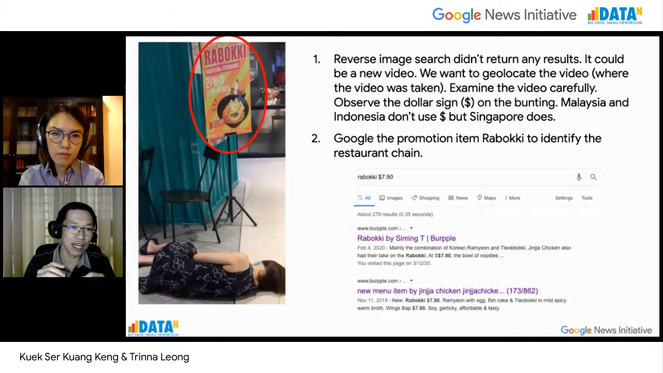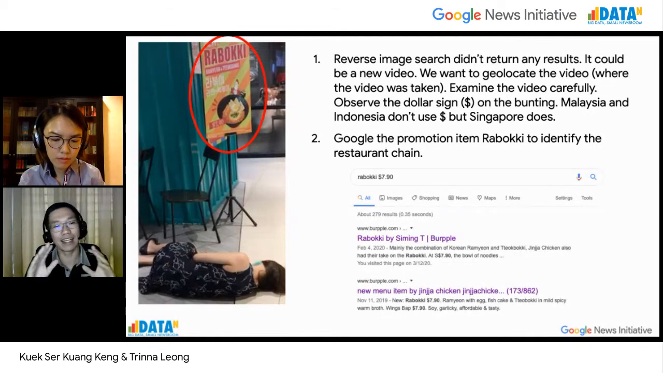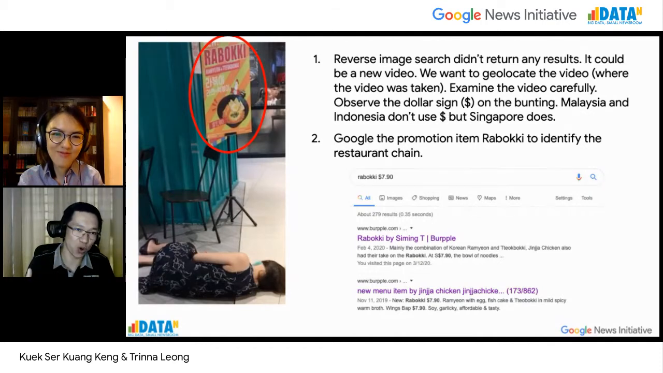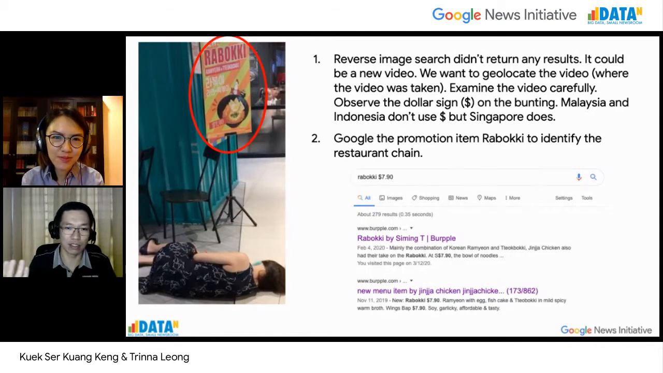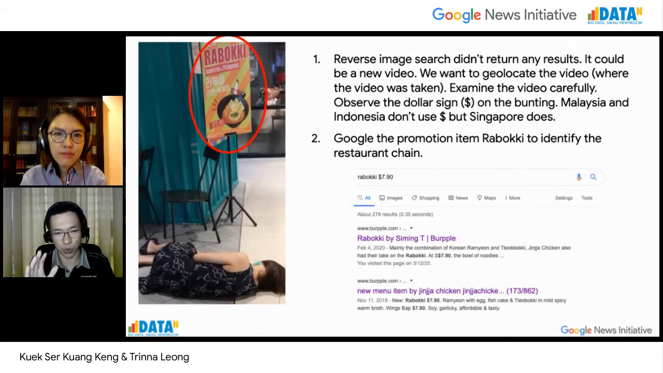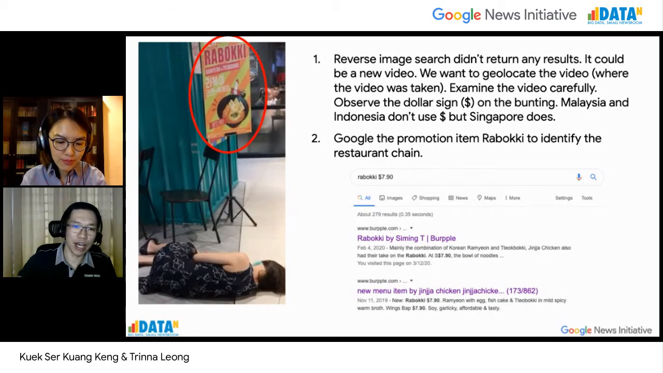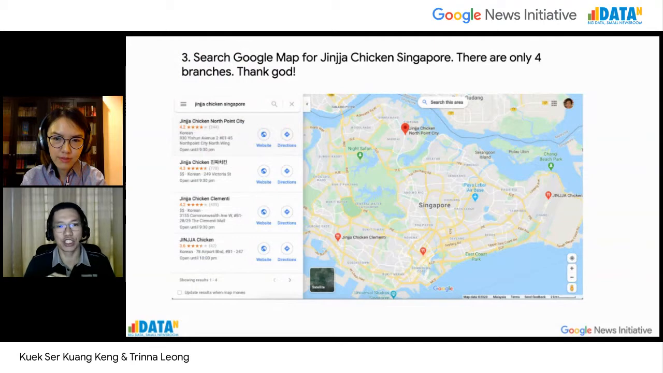And there's another thing, this "raboki", I have no idea what raboki is. My Korean is bad. I cannot recognize the Korean words. I'm not familiar with Korean food. So I just Googled "raboki $790". And I was able to find that there was a promotion by a chain restaurant called Jinja Chicken. I've never been to Jinja Chicken either. This is the first time I heard about it. I then searched about Jinja Chicken Singapore.